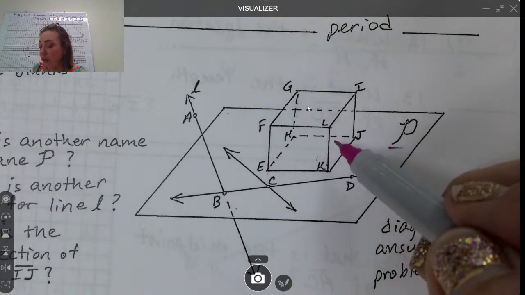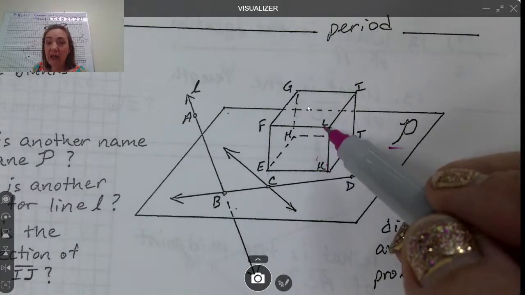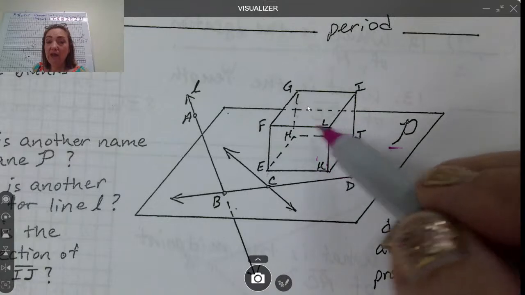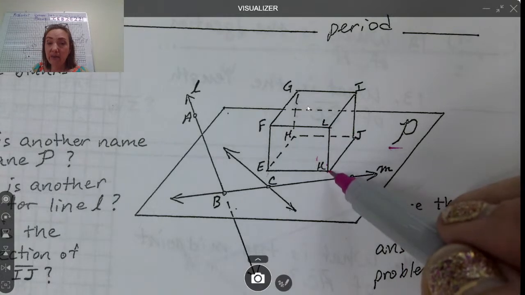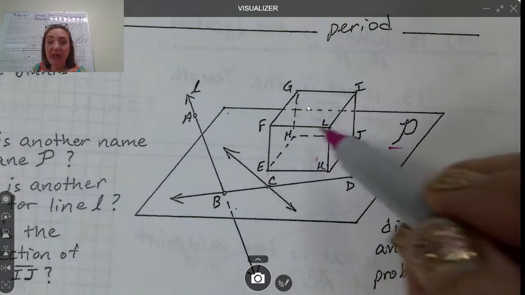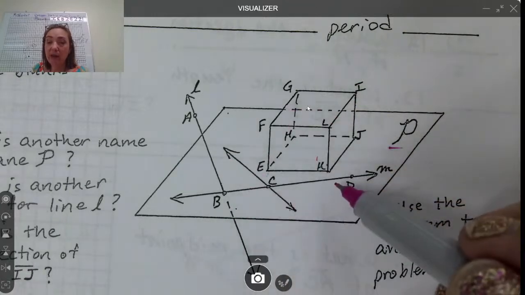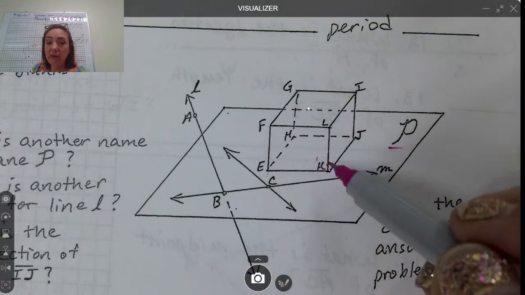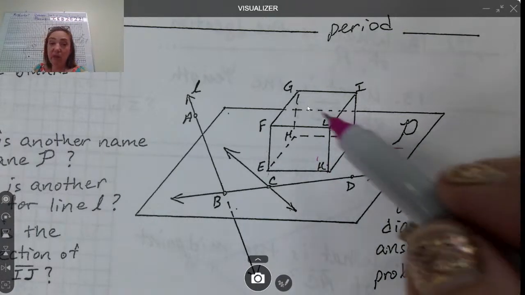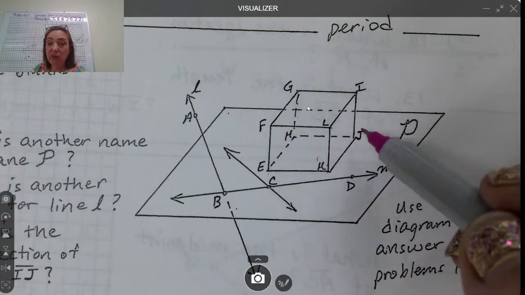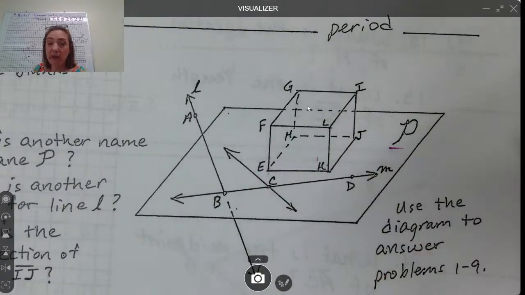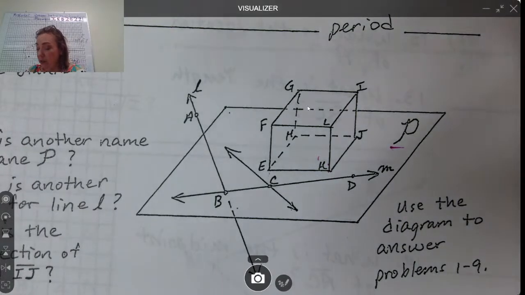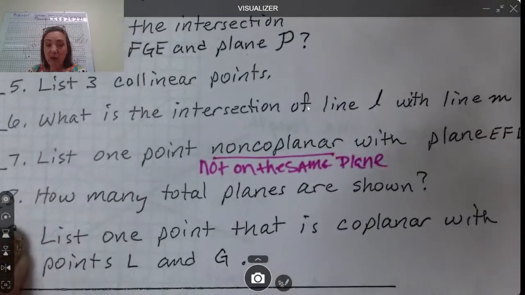And if we want to write a point that's not coplanar with that, that could be any point on this diagram except E, F, L, and K. And K is on that same plane. So we could name any other point, literally any other point that's not on that plane right there. Okay? So that could be any of them. It could be G, it could be I, it could be H, it could be J, it could be D, C, B, A. None of those are on that same plane. But you could not use K.